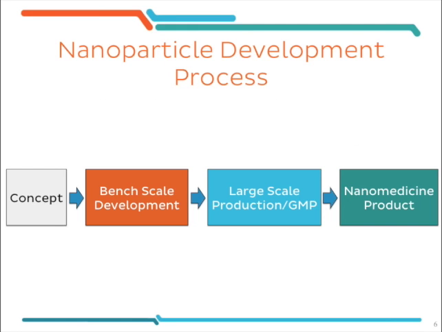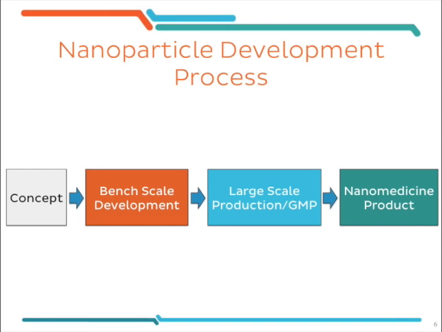If we look at the nanoparticle development process, we start with the idea, the conceptual nanoparticle, followed by a development stage at the lab bench. Once we have a bench scale formulation that works, we need to find a way to make large batches of it and to use that in clinics and eventually get a commercializable nanomedicine product.